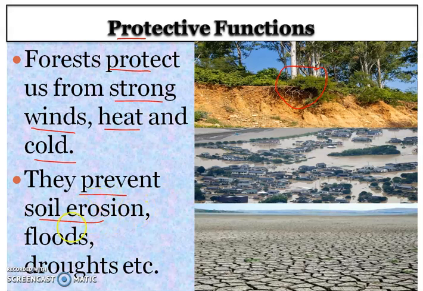They prevent floods. How do they prevent floods? They prevent floods by reducing the extreme runoff of water during heavy rainfall. They also prevent droughts. As you know, when the speed of water is reduced, a lot of water is soaked by the earth. And also trees are helpful in bringing the rain. Thus, they prevent droughts as well.